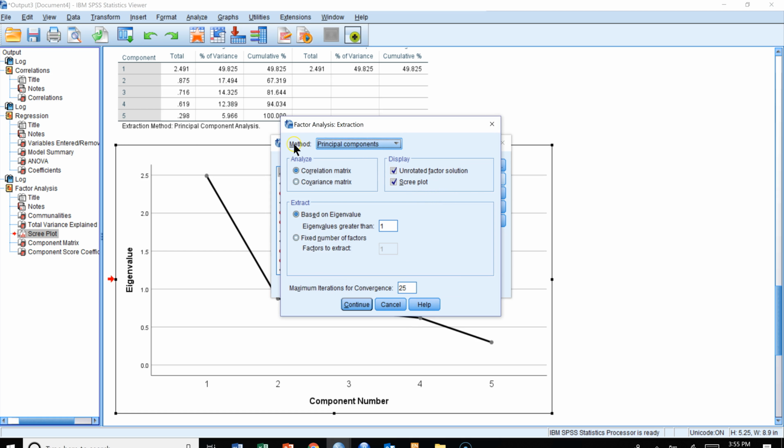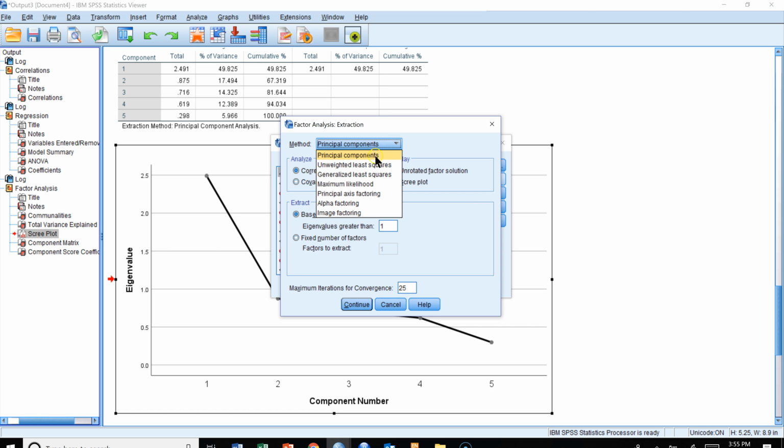Extraction. Now, we had chosen the method of principal components. That's this mathematical reduction. A lot of people like to give names to factors. In our case, there's only 1. It matters a little bit less.